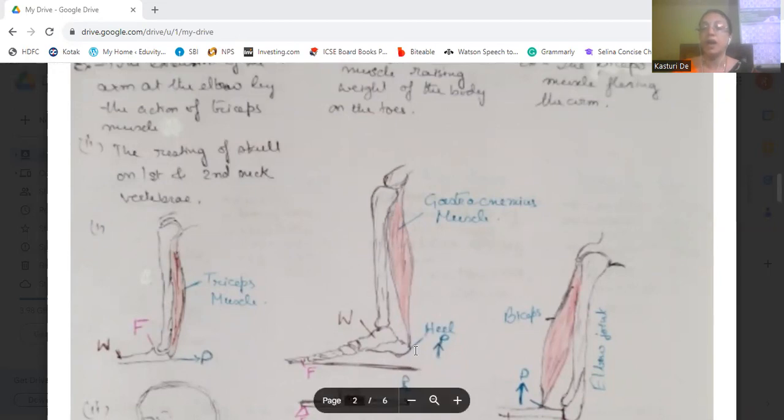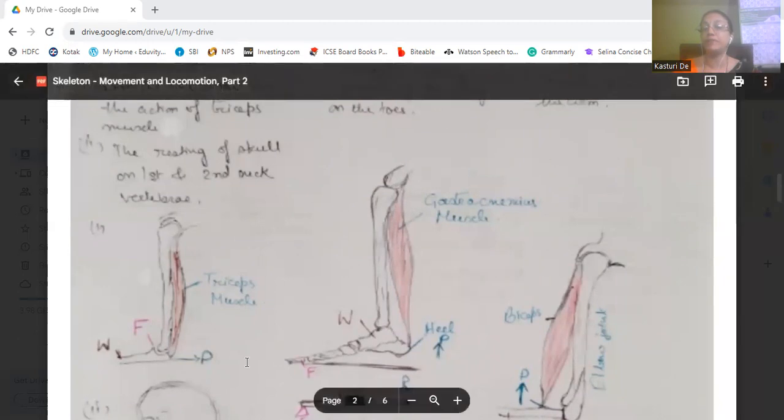And the weight is on the front portion of the foot, just where the foot is attached to the leg. That portion is the weight and the fulcrum is on the toe. So the weight is in between the power and the fulcrum.